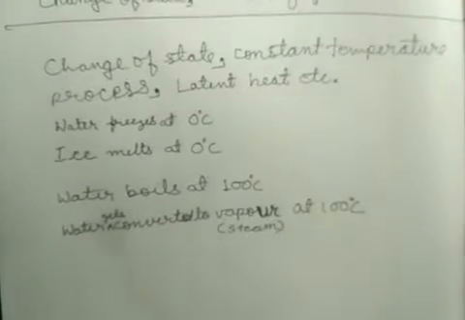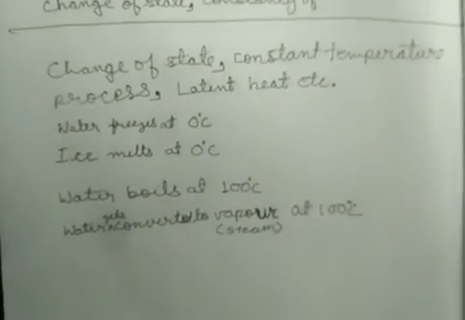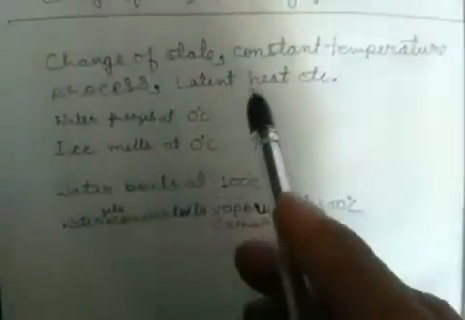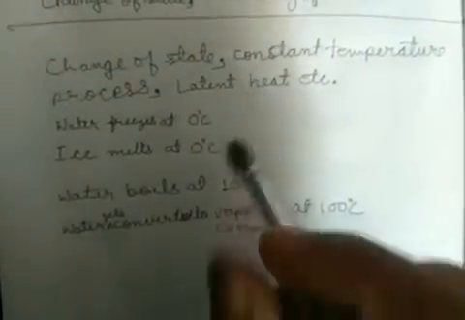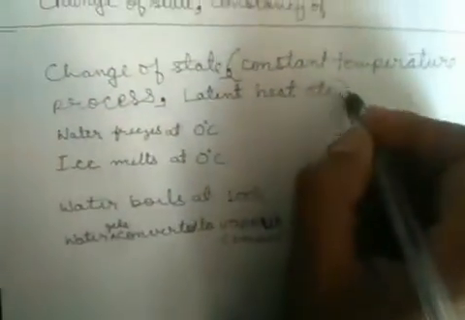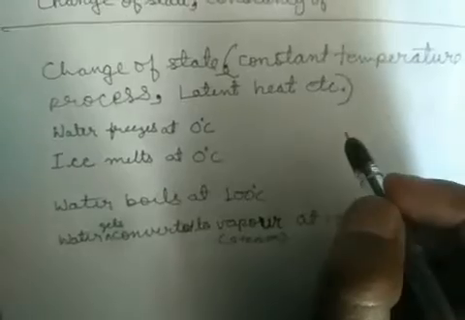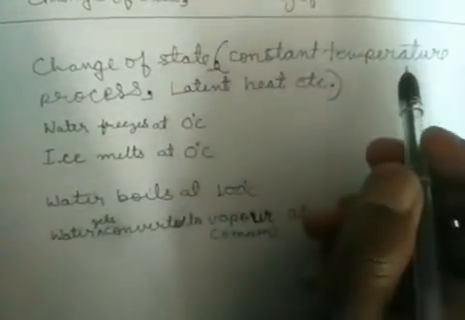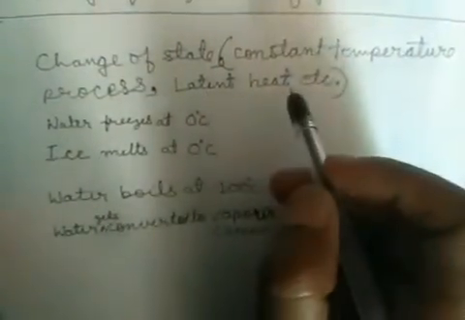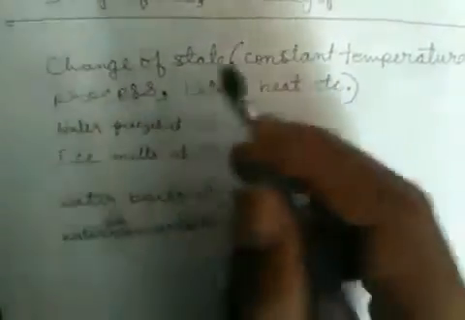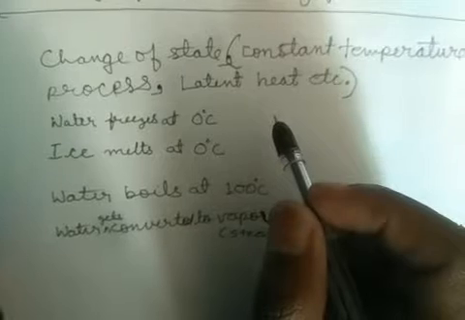All right, students, I think by this topic I would conclude this chapter. Change of state, actually, these are bracketed terms. Change of state was our ultimate topic. Constant temperature process and latent heat, these two topics also involve the change of state topic.